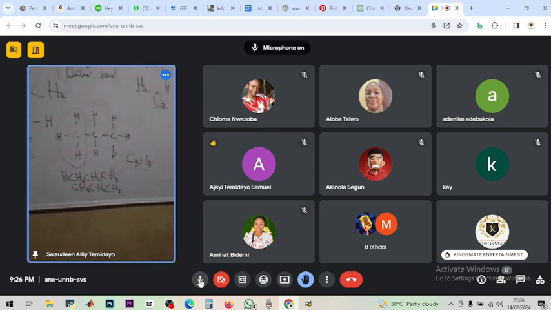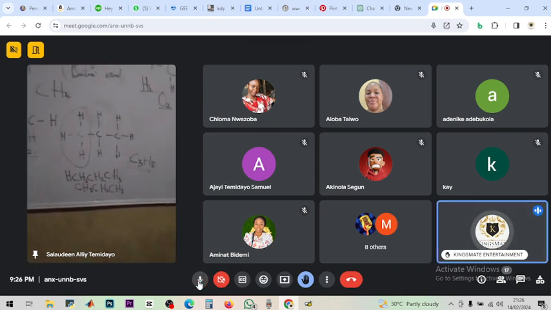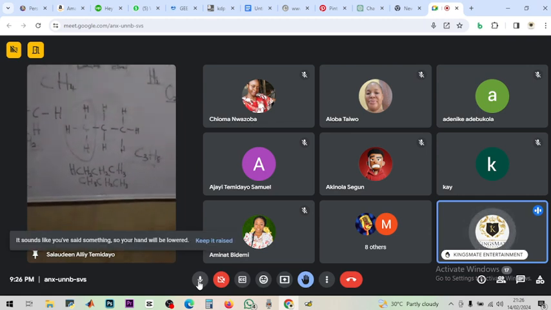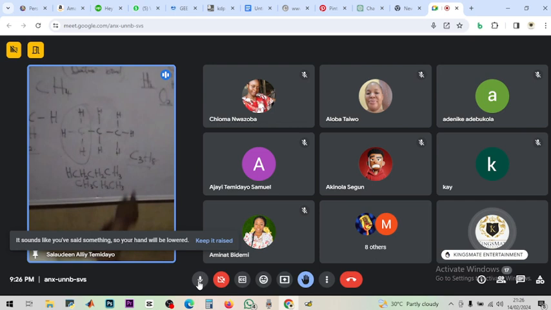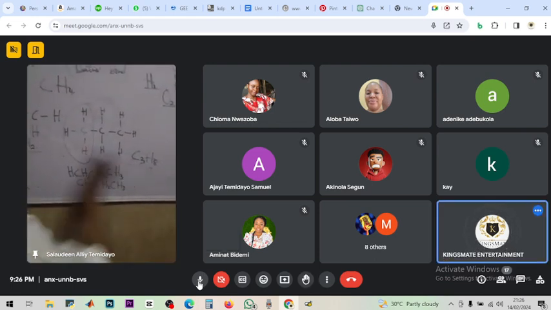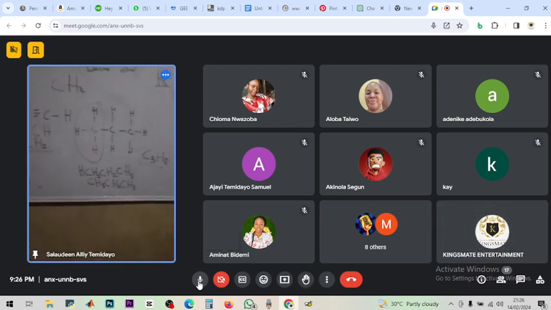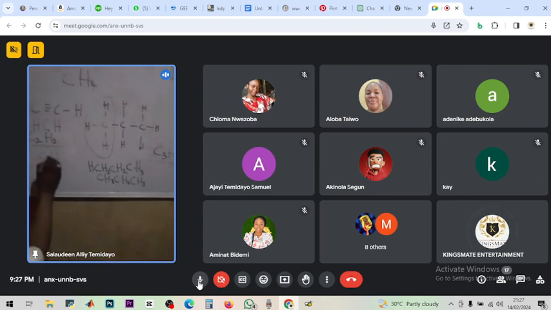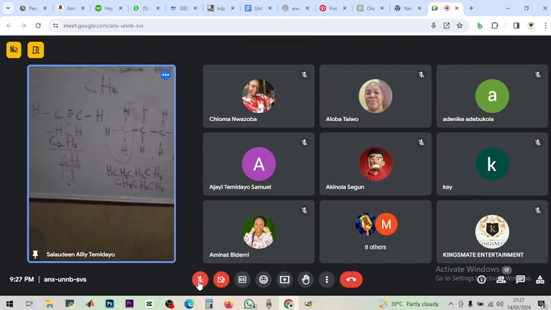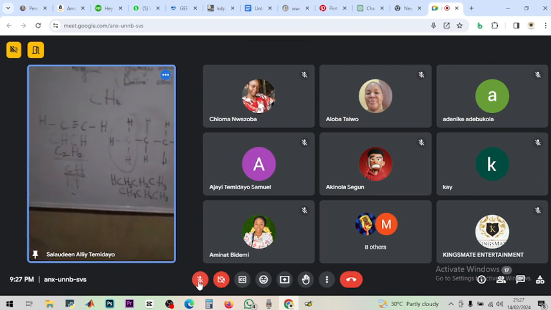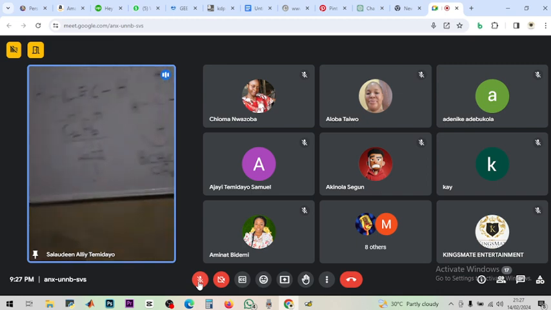Kingsmith, please. So that means for the second example, the empirical formula will now be CH. Yes, thank you. So the empirical formula will be CH. It only shows the ratio they have to each other, 1:1 for C to H. That's very perfect. You are very right, Kingsmith.